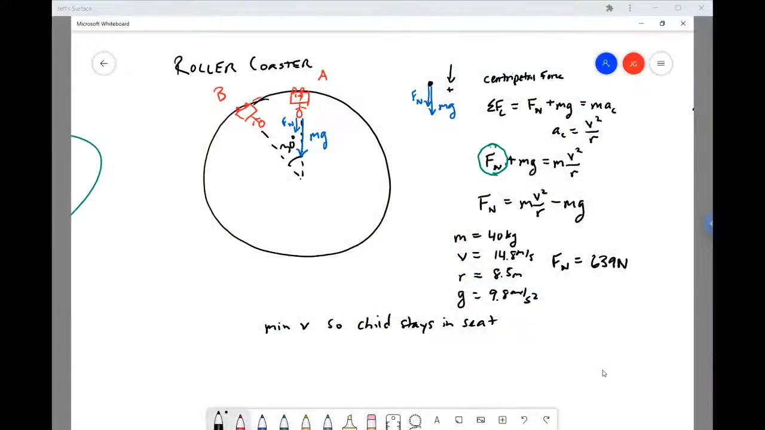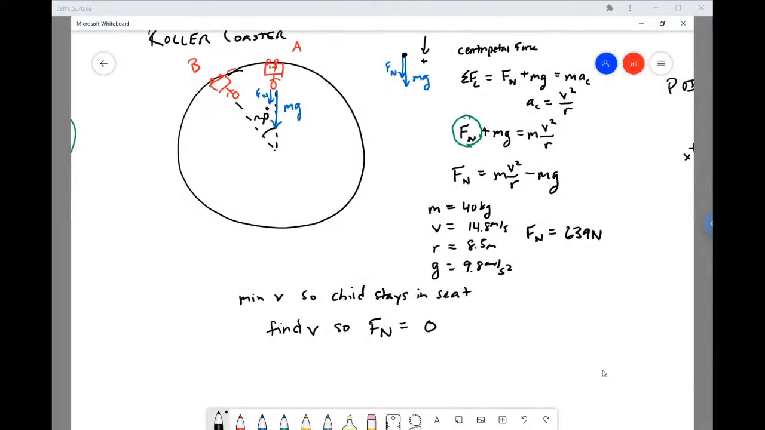until the seat is no longer necessary to help supply that centripetal force. The normal force isn't necessary anymore. In other words, the child's weight is sufficient to supply the centripetal force, the center pointing force. So in part C, what's it saying? Find v so the child stays in the seat. That's another way of saying find v so the normal force is equal to 0.